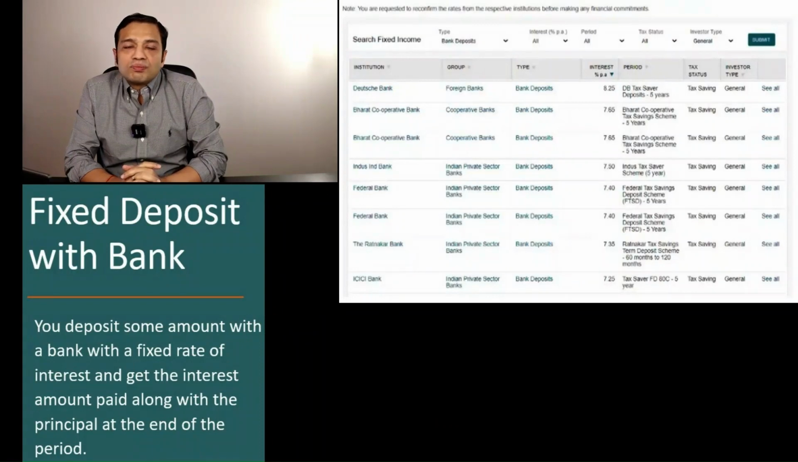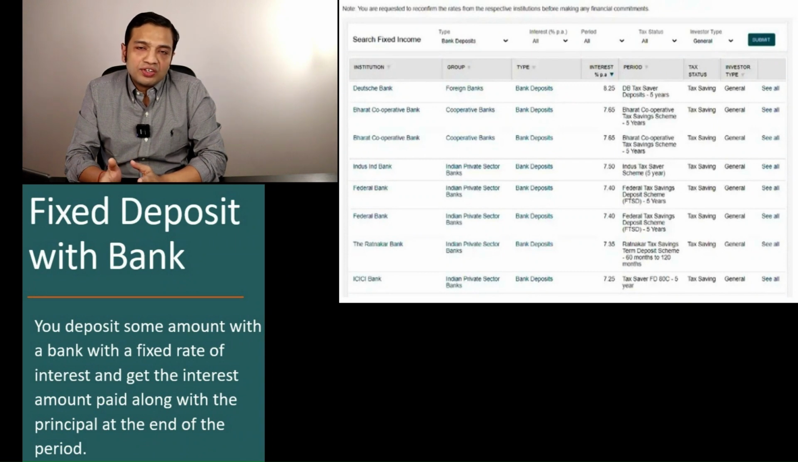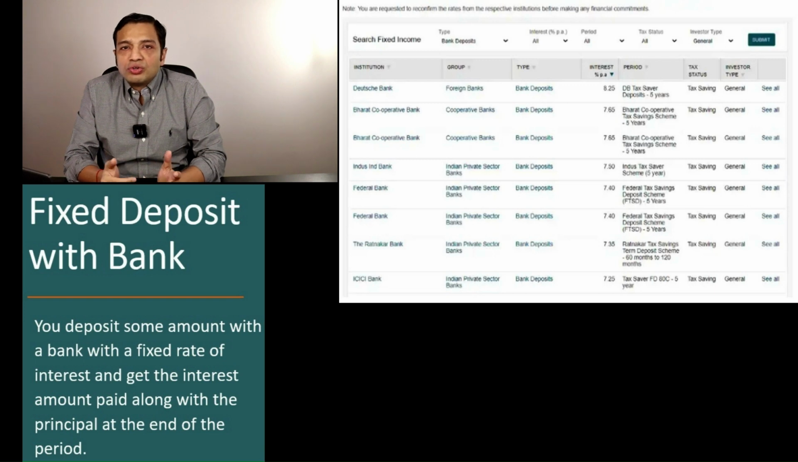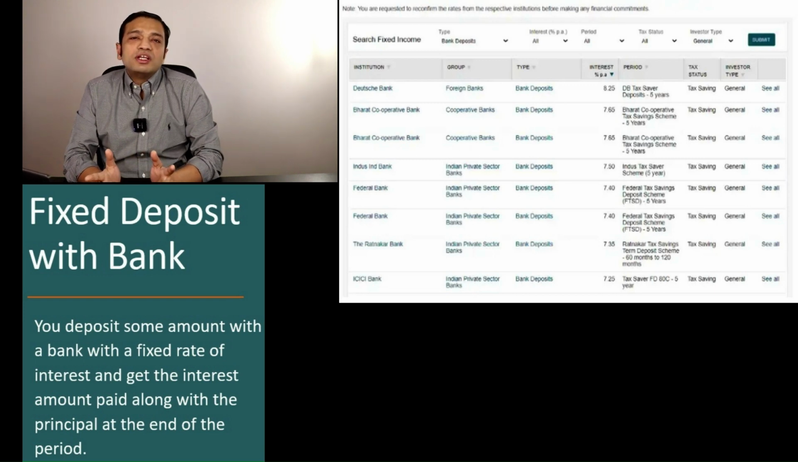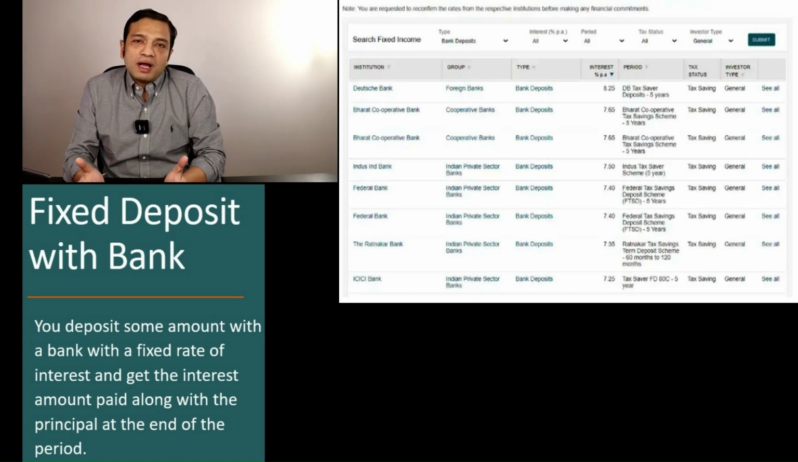First, fixed deposit with the bank. As the name suggests, you invest your money for a certain duration at a fixed rate of interest with the bank, and the bank provides you a return based on the duration for which you have invested. This is the most commonly used option because everybody has a bank account. And a bank account is used for all banking needs, as you know, and generally you get your salary or income in the bank account, and that is the reason many people start with a fixed deposit with the banks.